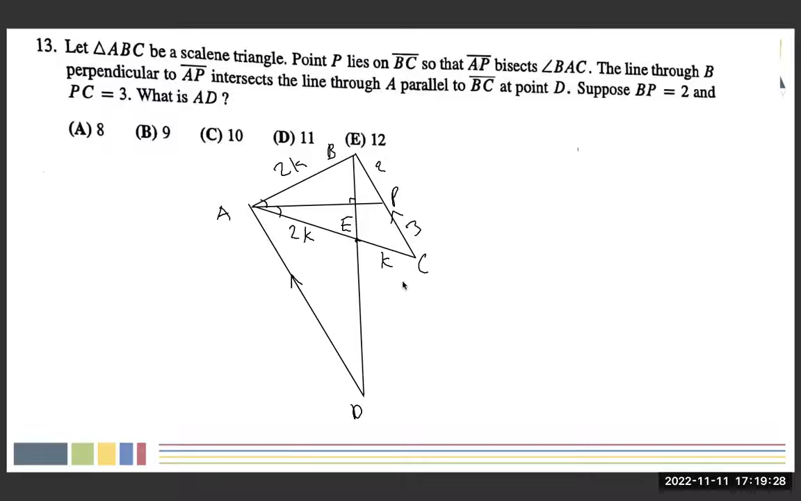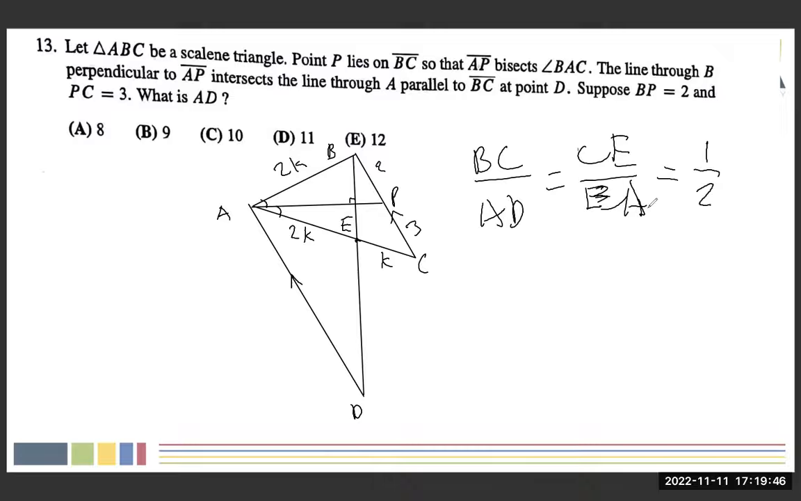And the reason why that's important is because they're parallel in a way such that the ratio of BC to AD is simply the ratio of CE to EA. But we know that the ratio of CE to EA is just 1/2. So therefore, AD is just 2 times BC. And since we know the value of BC is 5, then it's just 10 and we're done.